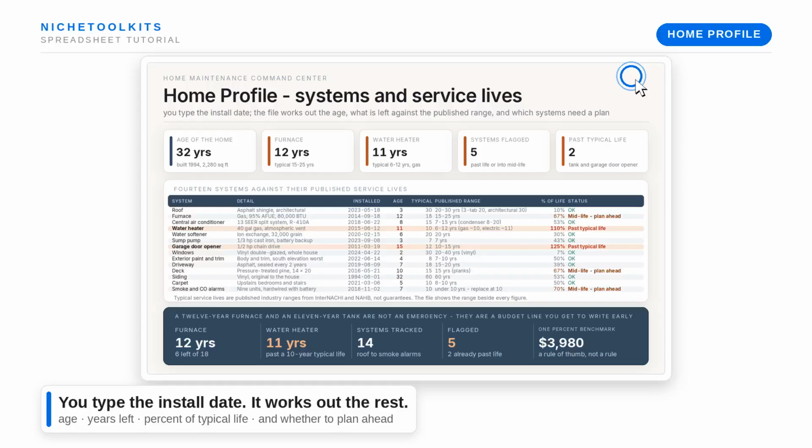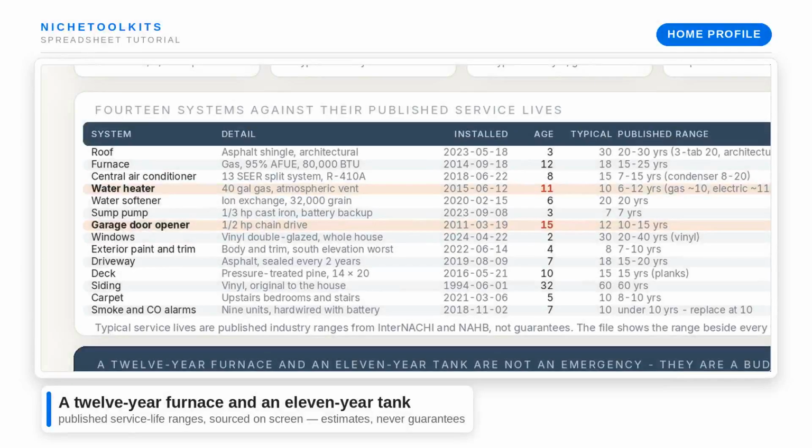Then the house itself, year built, square footage, what you paid and when. Then 14 systems, and for each one an install date and a typical service life. From 2 dates, it works out the age, the years left, and where that system sits in its life. The furnace is 12 years into a typical 18, so it reads midlife, plan ahead.